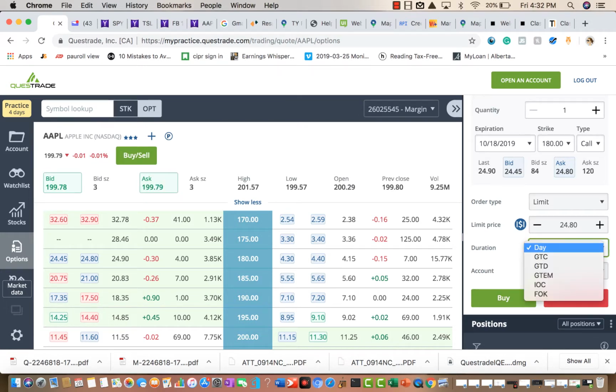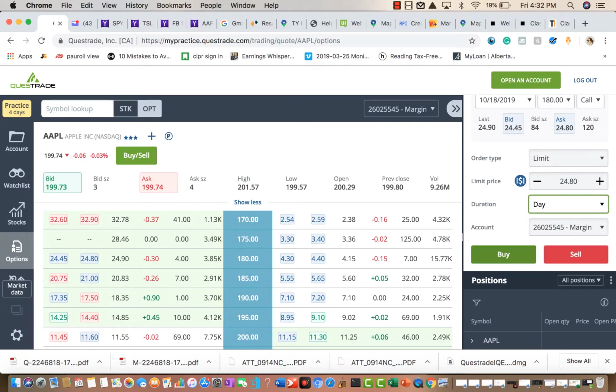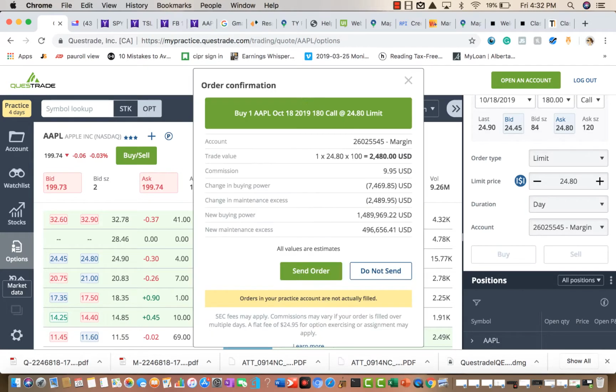Again, you guys see this one here? Duration, this is what I was talking to you guys about earlier. So we have day, good till cancel, good till day. I don't really use the other ones here. I just go either good till cancel or day, and usually I just put day. And when everything else is good, you're just gonna go ahead and click buy.